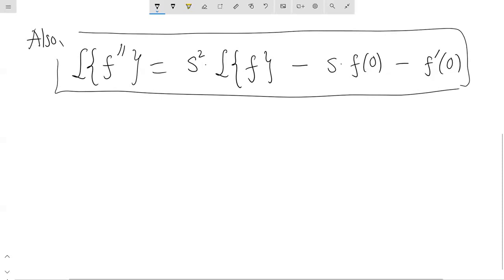We will use these two formulas and other formulas of the Laplace transform to solve differential equations in the next topic. And this is the end of this topic today.